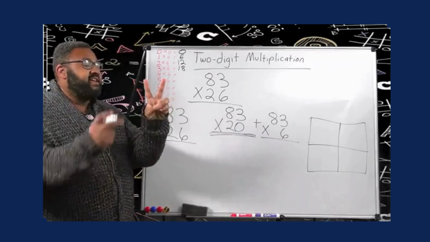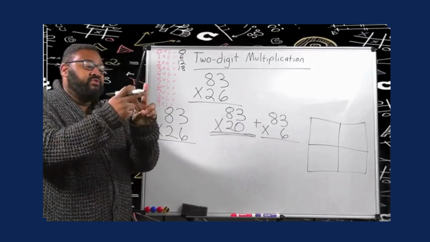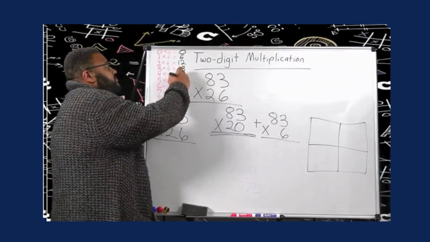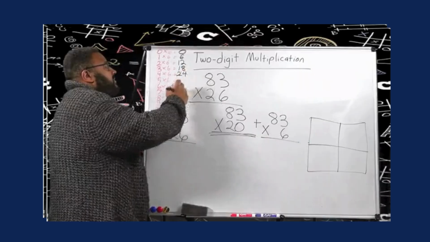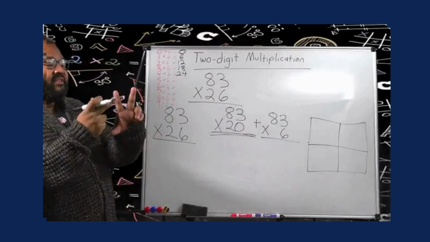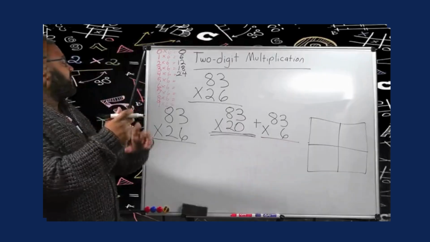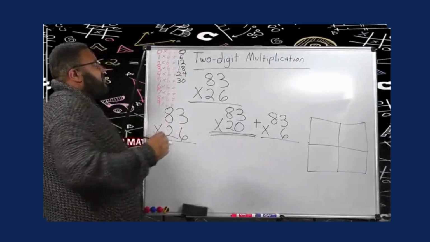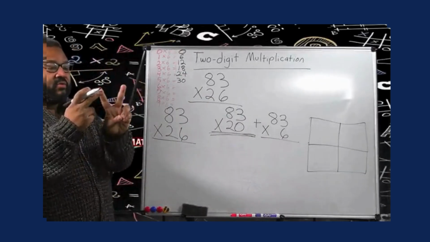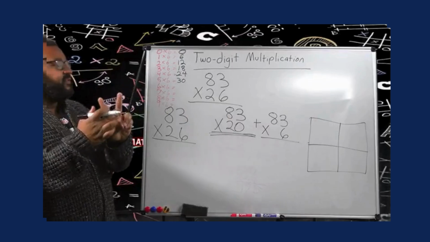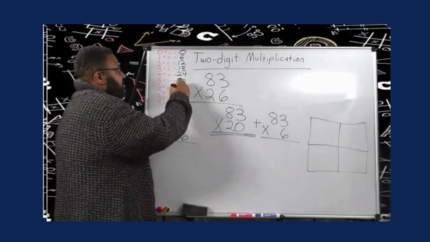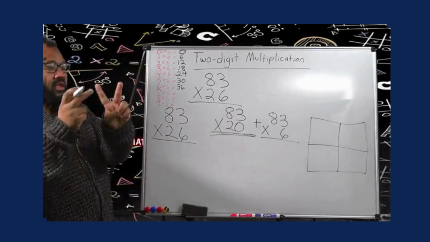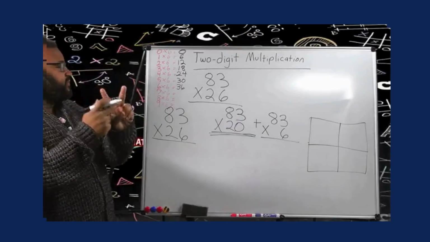What comes after 18? 19, 20, 21, 22, 23, 24. Comes after 24: 25, 26, 27, 28, 29, 30. Comes after 30: 31, 32, 33, 34, 35, 36. 37, 38, 39, 40, 41, 42.